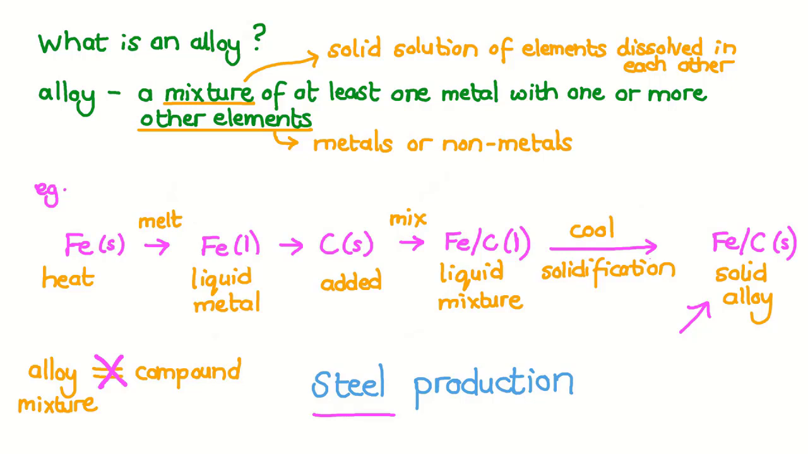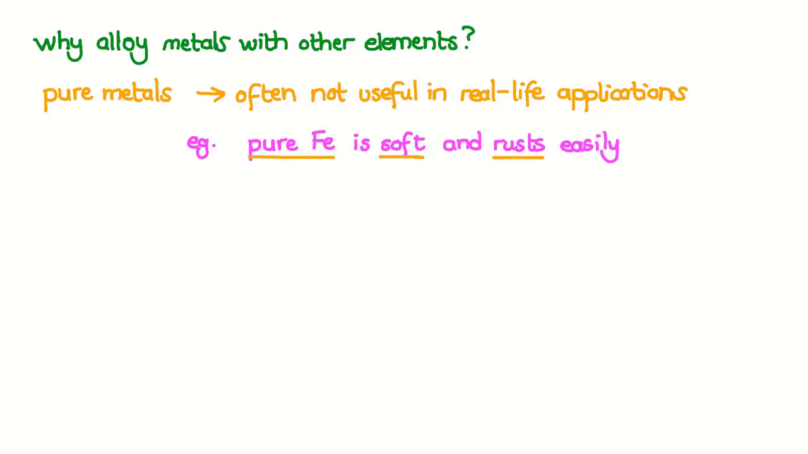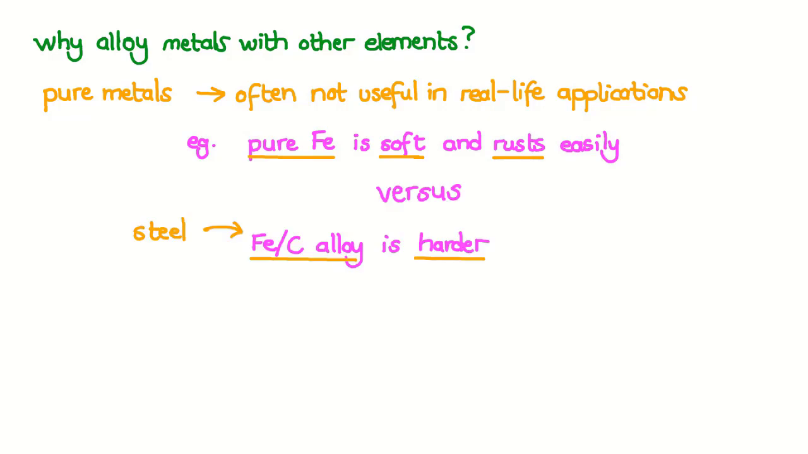But let's ask ourselves, why alloy metals with other elements? Pure metals are often not useful in real-life applications. For example, iron in its pure form is actually quite soft and rusts very easily. But alloying iron with other elements, in other words, mixing it with other elements, for example with carbon to produce the alloy steel, results in a material that has combined or new properties to that of its components. Steel is much harder than pure iron.